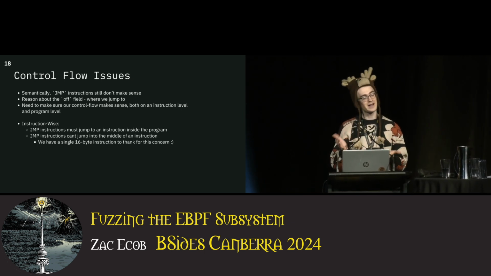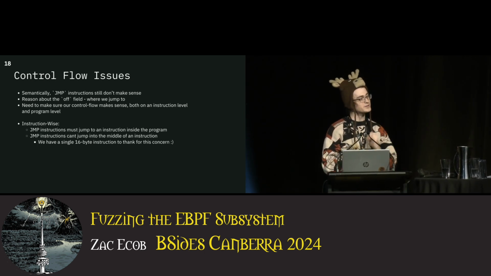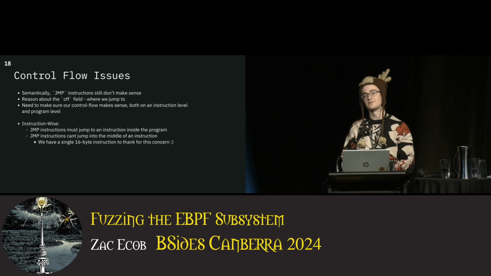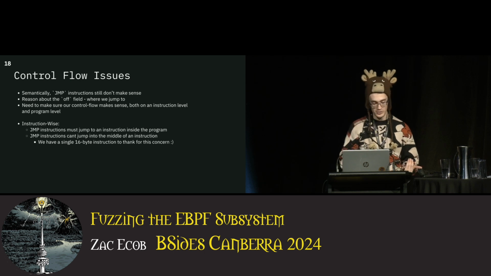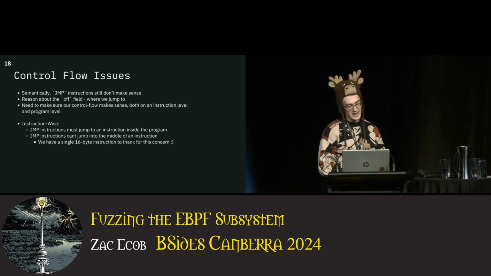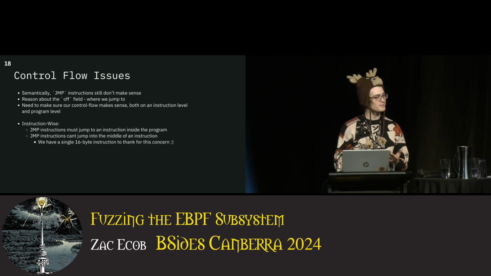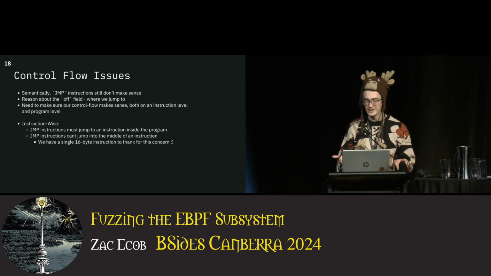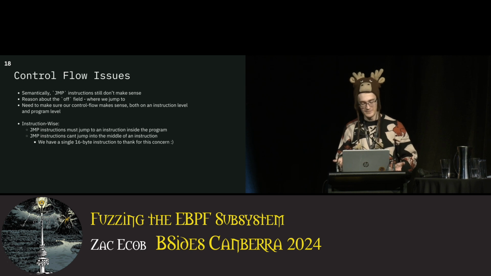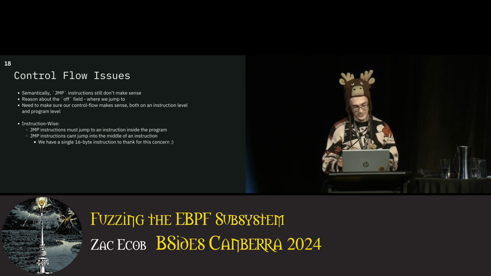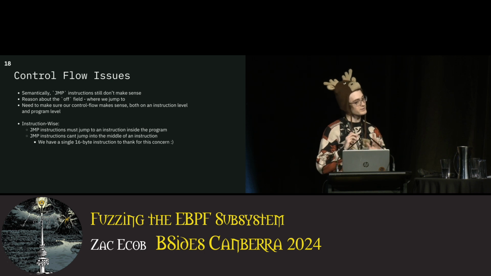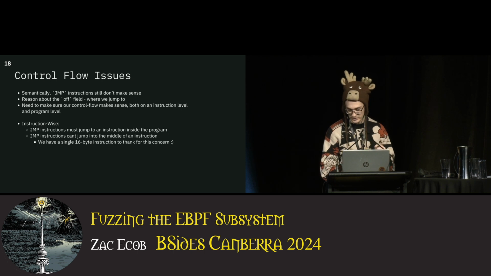Instruction-wise, it's actually kind of easy to reason about. We need to jump inside our program. So if we have a 10 instruction program and we say jump to instruction 20, the verifier is going to say no. So that's the first thing. And also we can't jump into the middle of an instruction. Those of you familiar with instruction sets and encodings, you're like, hey, the instructions are 8-byte aligned. How can you even jump into the middle of those? Because the offset will just be a multiple of 8. To the people that thought exactly that, very cool. And that's because we have a single, I kid you not, a single 16-byte instruction to thank for this issue, which annoys me.